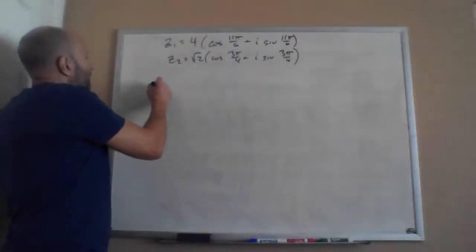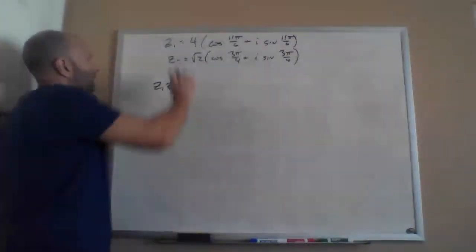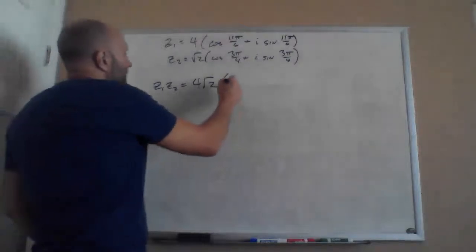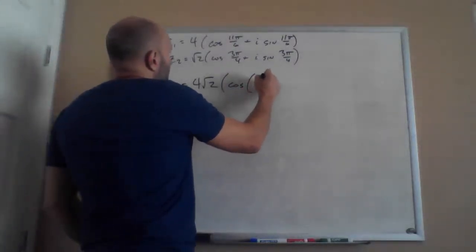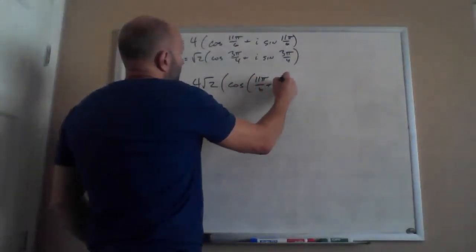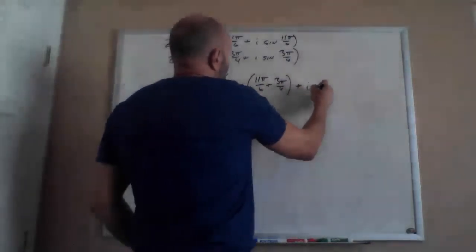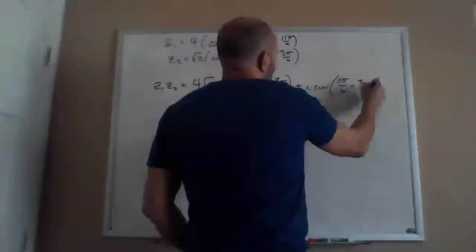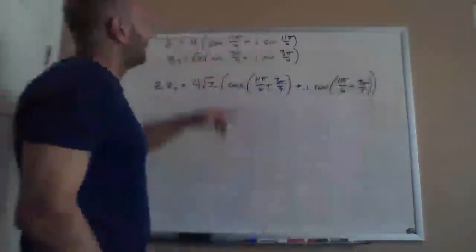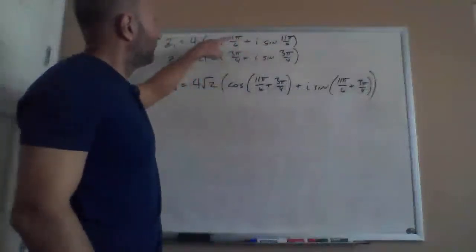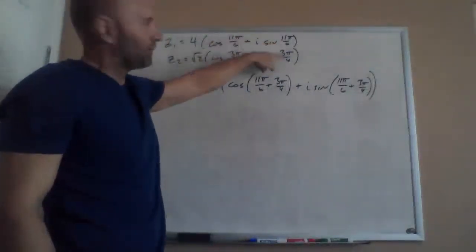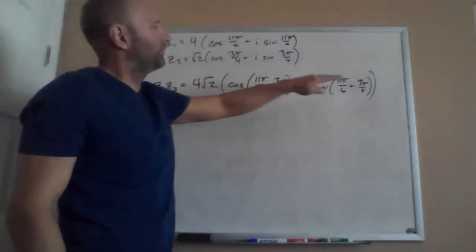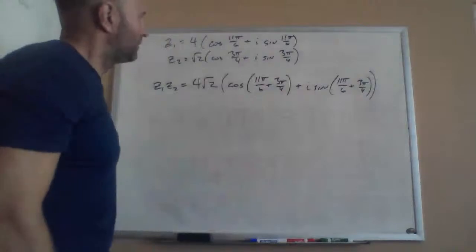So first thing they want is z1 times z2. So I'm going to multiply the r's, so 4 times square root of 2, and then add the thetas. So cosine 11 pi over 6 plus 3 pi over 4, and same for sine, 11 pi over 6, 3 pi over 4. And you see, these numbers always have to be the same. If this is 11 pi over 6, that's 11 pi over 6. If that's 3 pi over 4, that has to be 3 pi over 4. If that's the sum, that's the sum. They're never going to be different.